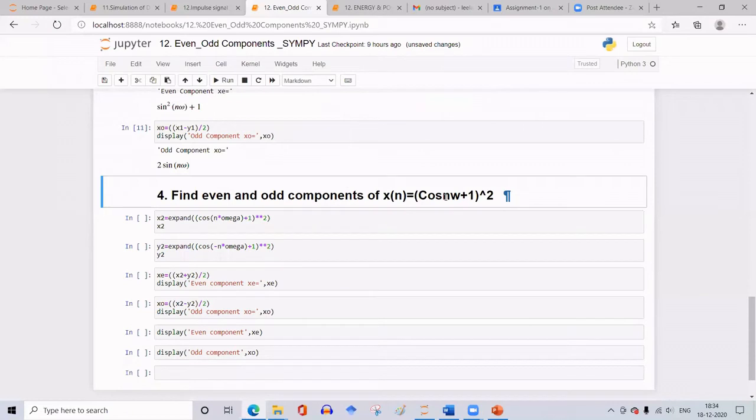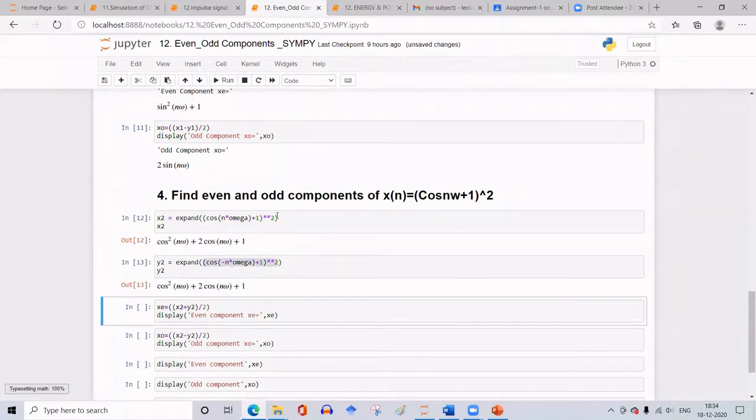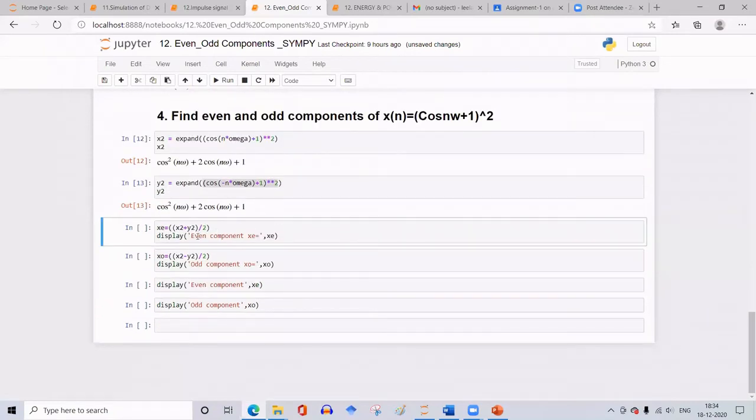And another problem is the same, cos of n omega plus 1 whole square. This also follows the same procedure. So I am designating this by x2, which is expand cos of n omega plus 1 whole square. And then x of minus n I am designating by y2, expand that cos of minus n omega plus 1 whole square. Then expand this, expand this. Then even component is sum of these 2 divided by 2, since all the terms are same, you get the same cos square n omega plus 2 cos n omega plus 1.